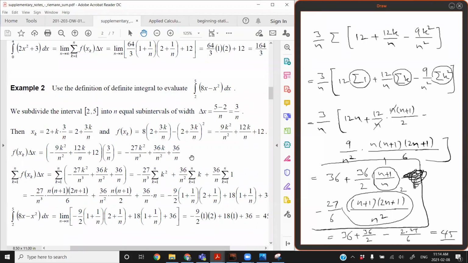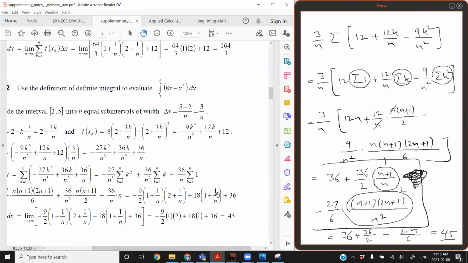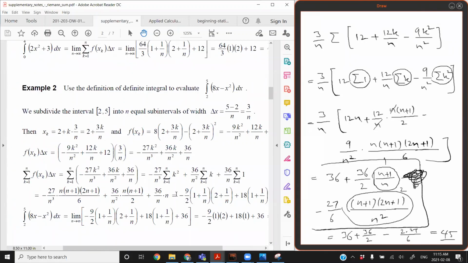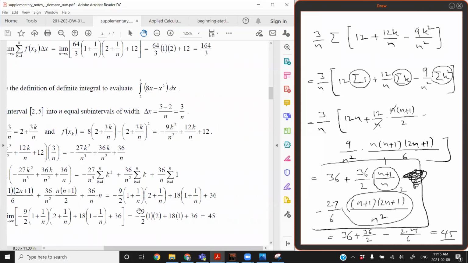And at this point, you can apply the sigma and use the properties of the sigma. This part here can be replaced with n times n plus 1 times 2n plus 1 over 6. This can be replaced with n times n plus 1 over 2. And this can be replaced with only n. And last step, after you have simplified, you have to take the limit of this expression as n approaches infinity to get the answer.